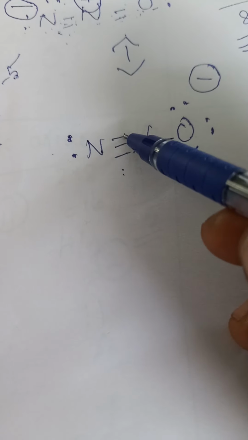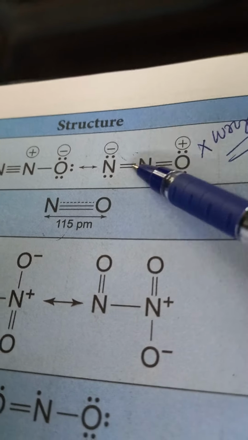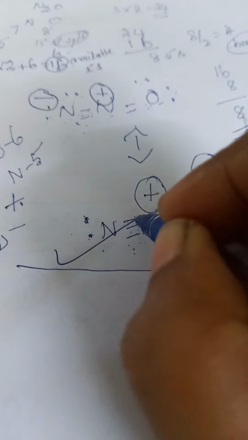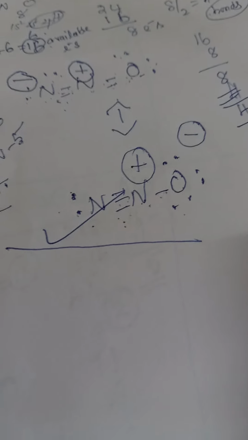Nitrogen 1, 2, 3, 4. Shortage means plus. Nitrogen 2, 3, 4, 5. Correct. So in the book it is given wrong. The charges are given wrong. We change it. How I taught now, this is the way of writing Lewis dot structures. One more structure we can write.